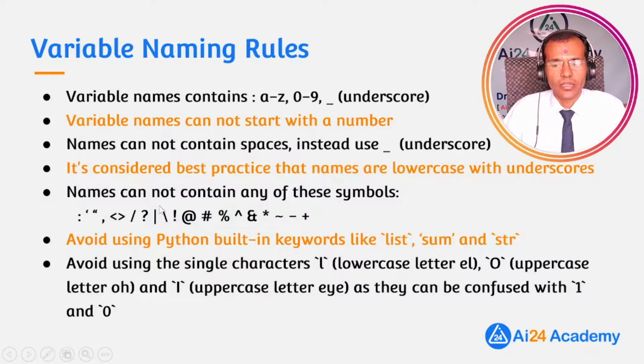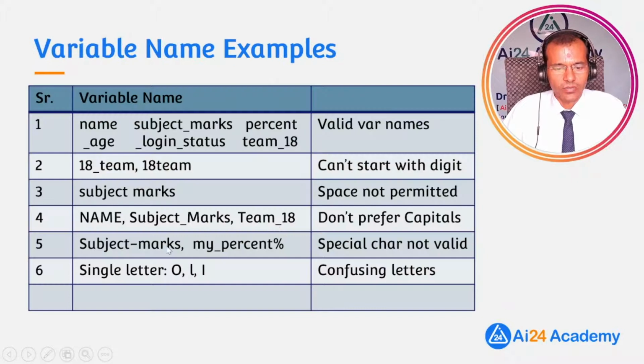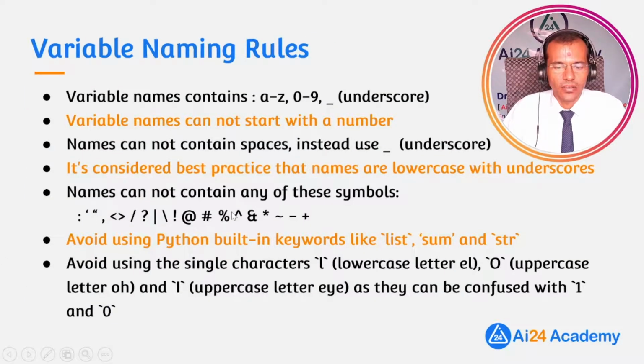Next, a name cannot contain any special characters. For example, over here we have subject-marks with a dash, my_percentage, then a percent sign. So these are invalid variables, because the dash and percent sign are special characters and these are not permitted in a variable name. So we should avoid all these different special characters while naming. A variable name can contain only these three things: letters A to Z, capital letters A to Z also, digits 0 to 9 and underscore. Other characters are not permitted.